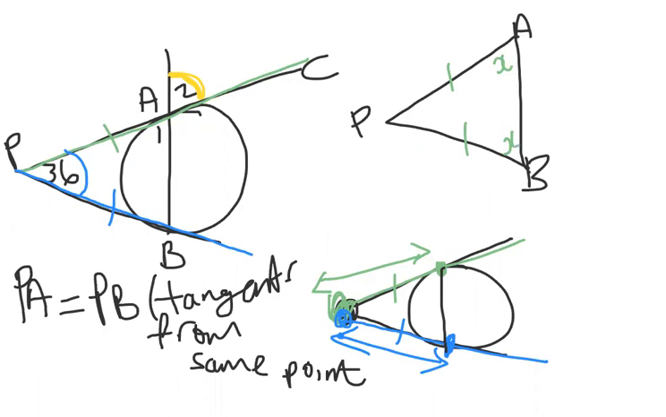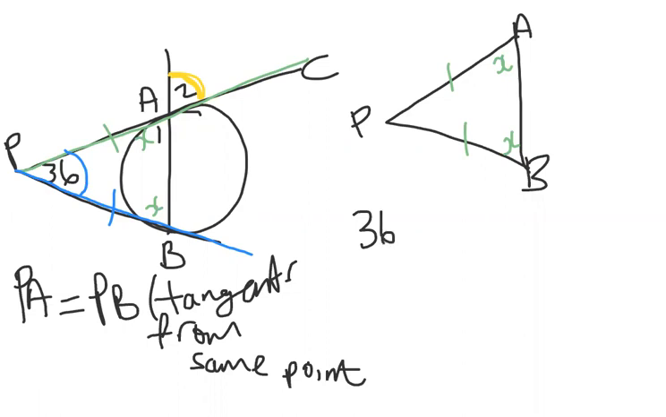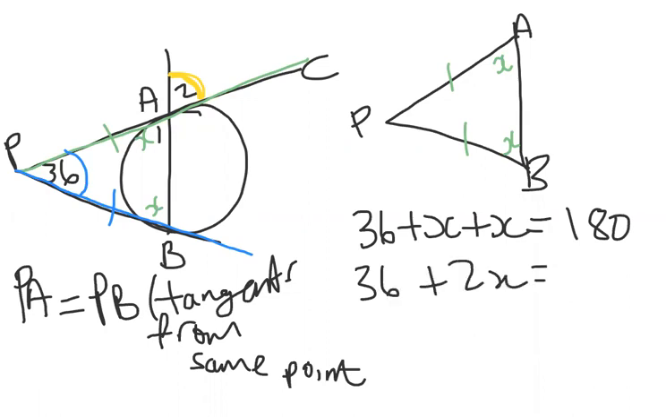So let's make A1 X, and this one here also X. And now we have the insides of the triangle. Let's make some space here. Now we have the insides of the triangle where we're going to say 36 plus X, plus another X equals 180. So now we have that. And then we say 36 plus 2x equals 180. 2x equals 180 minus 36.